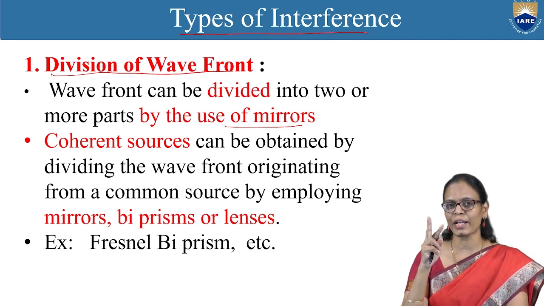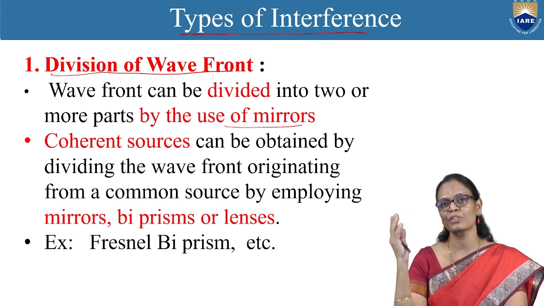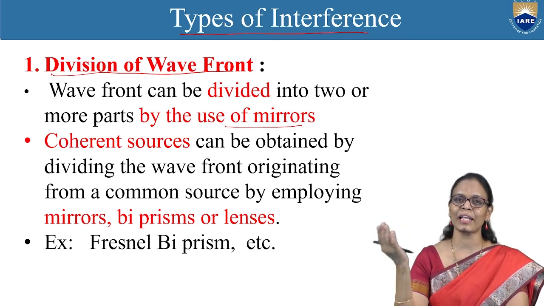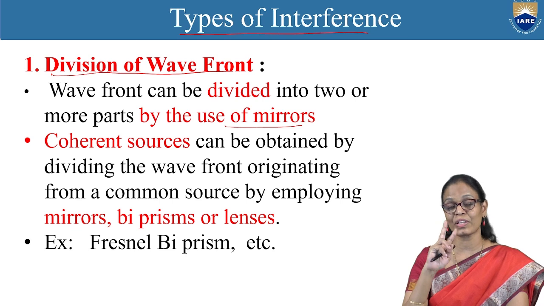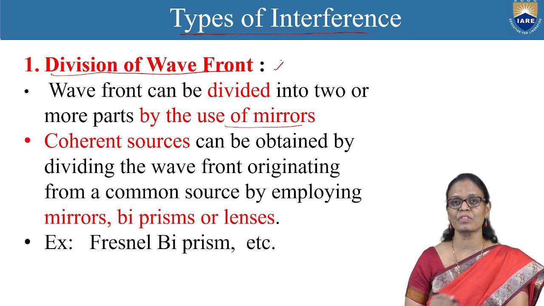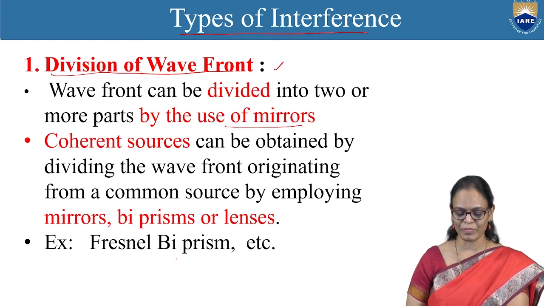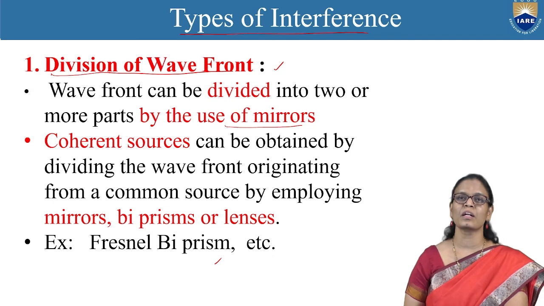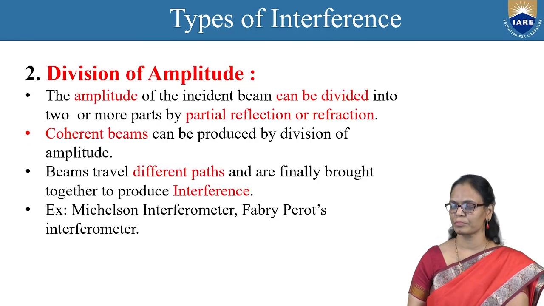So instead of taking two sources, we can take one source and allow it to fall on a mirror and take the reflected light. When these two interfere, we call it division of wavefront. The example we see here is a Fresnel biprism. This is a perfect example for division of wavefront.